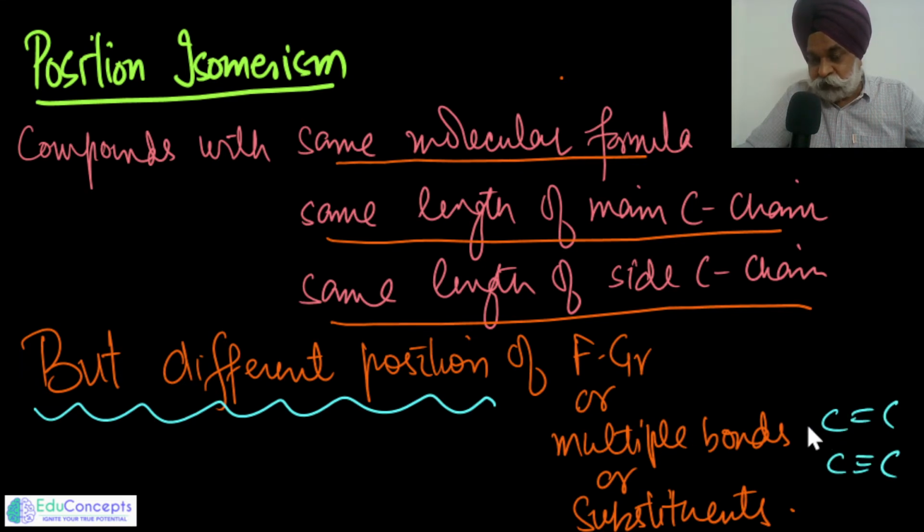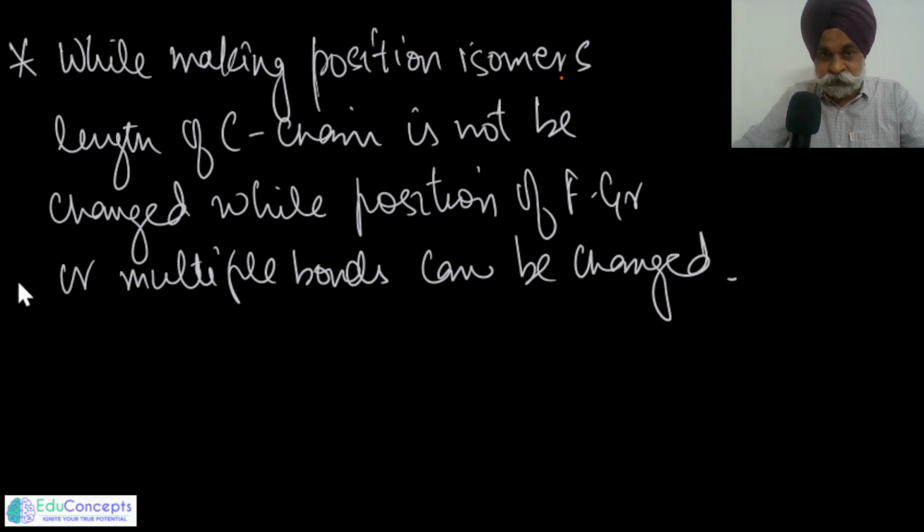Any double or triple bond position that got changed would be categorized under position isomers. But make it a point, while making position isomers, we shall say 2 or 3 or 4 compounds are position isomers to each other when the length of their carbon chains is the same, and only the position of the functional group, multiple bonds or substituent got changed. So that is very, very important to remember.